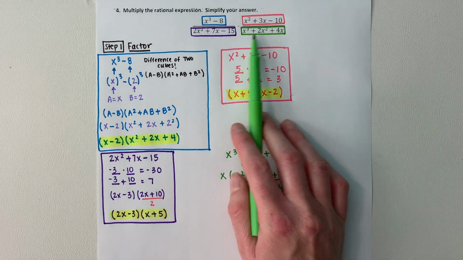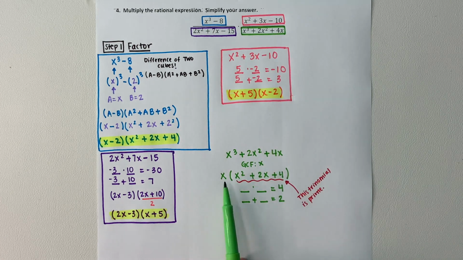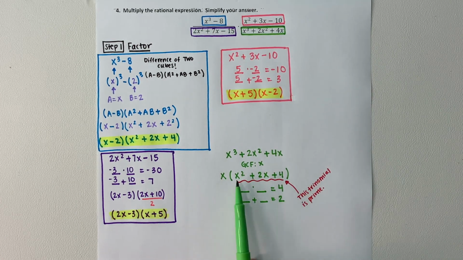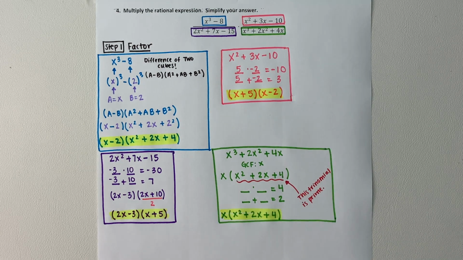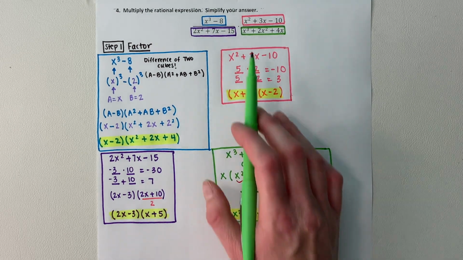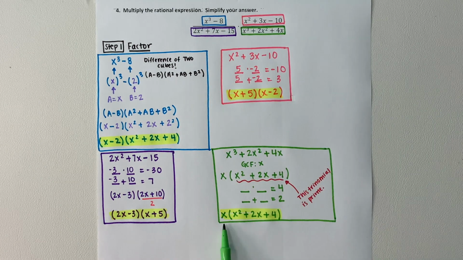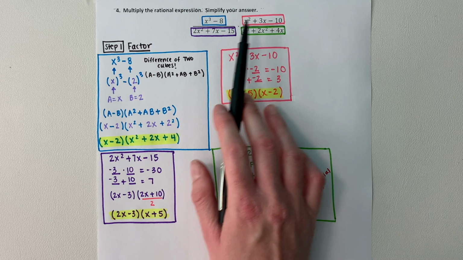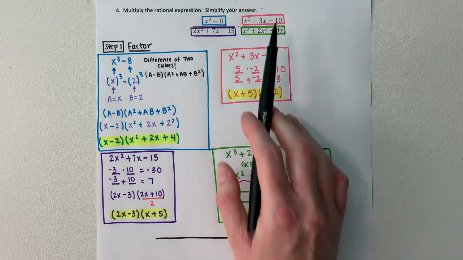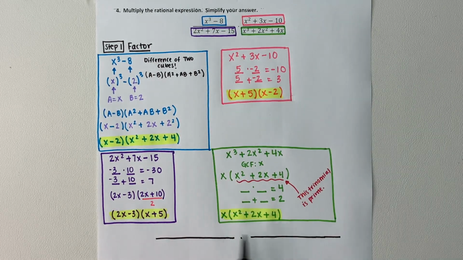Now, this denominator could still be factored because we can factor out a GCF. It just can't be factored any further than this since this trinomial was prime. So this would be the fully factored form of this denominator. All that we can do is factor out the GCF x. Now that we've factored each numerator and each denominator, we want to rewrite this original problem in factored form.